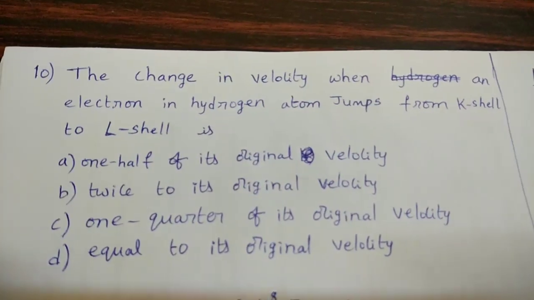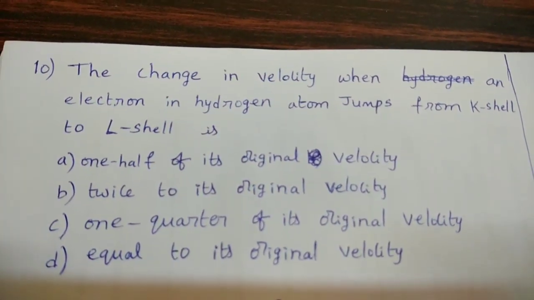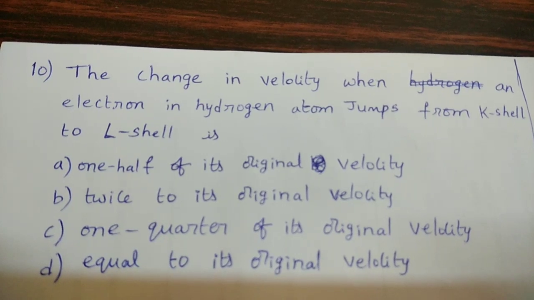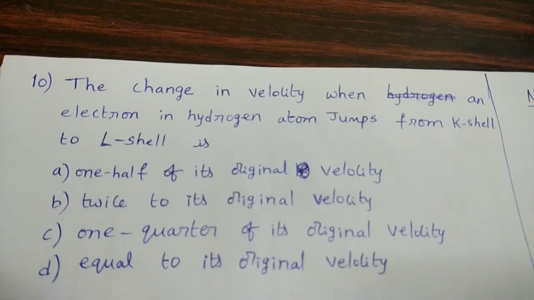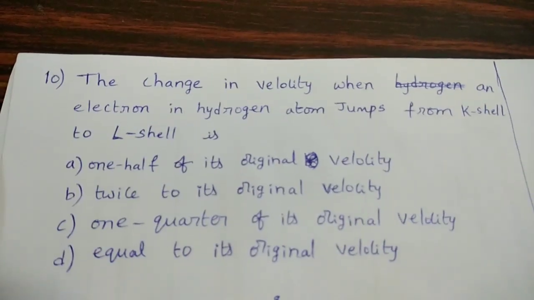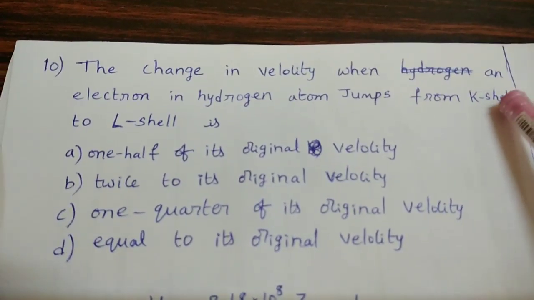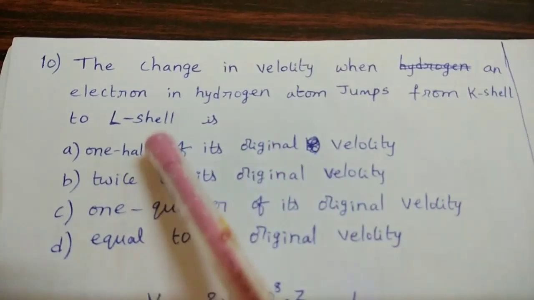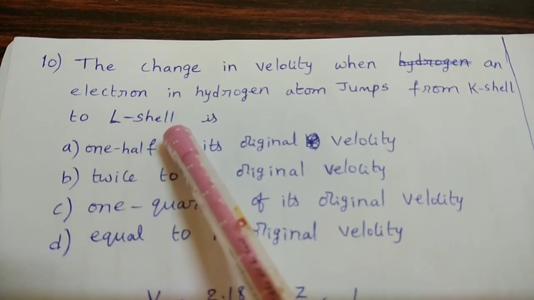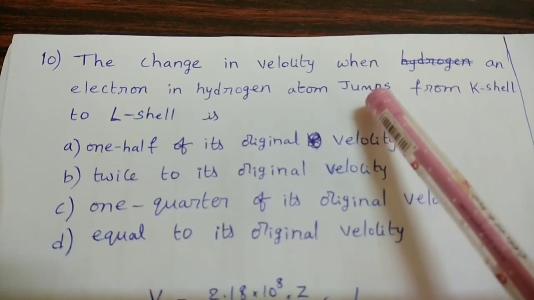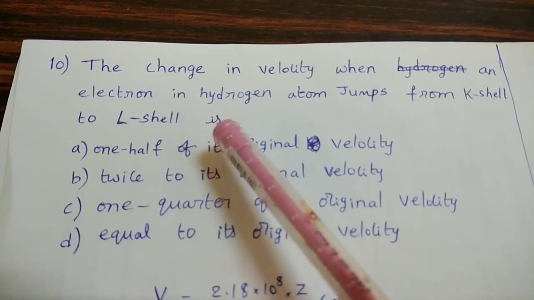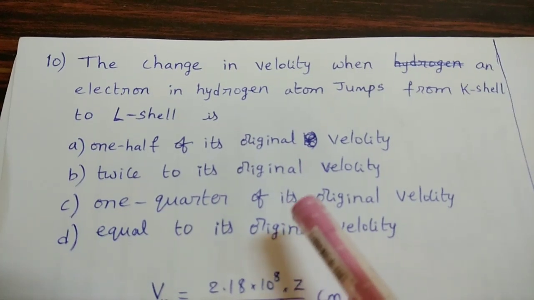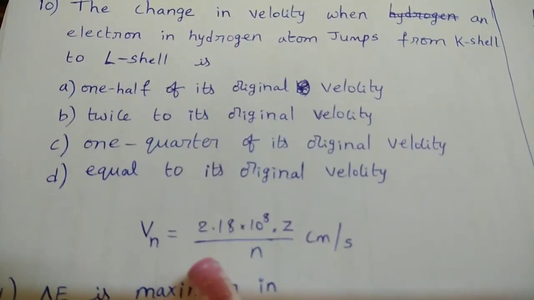Okay, see the next one. The change in velocity when an electron in hydrogen atom jumps from K shell to L shell. This is representation of energy levels in the atom. K shell means first energy level, L shell means second energy level. Electron jumping takes place from first orbit to second orbit. Then what happens? Its velocity. See, this velocity expression is this one.